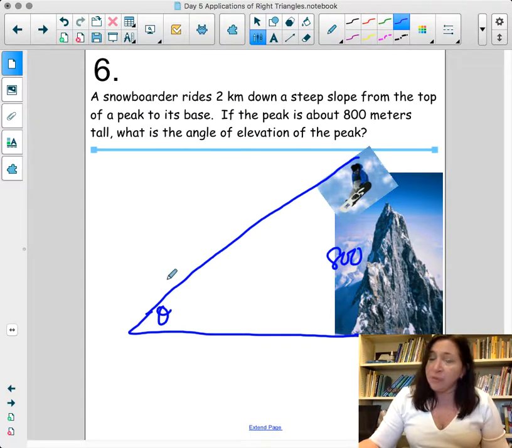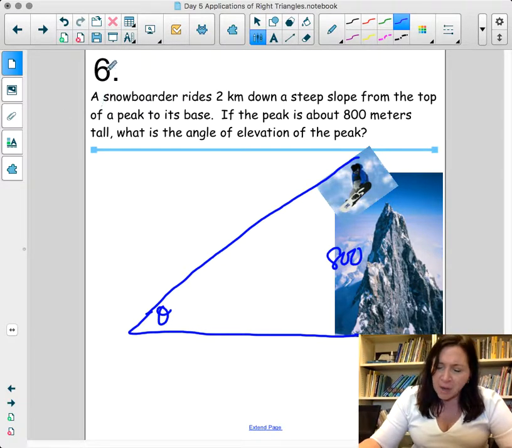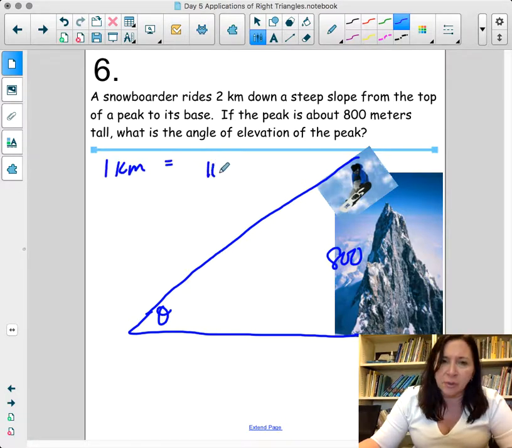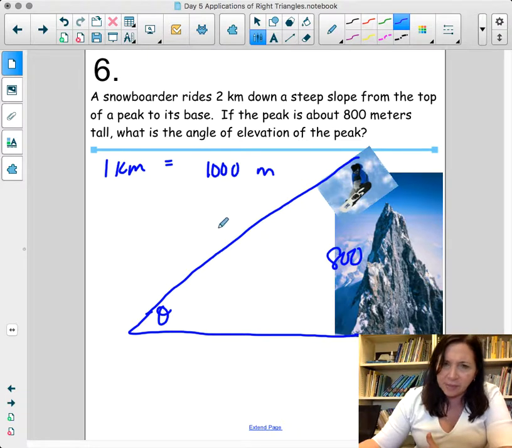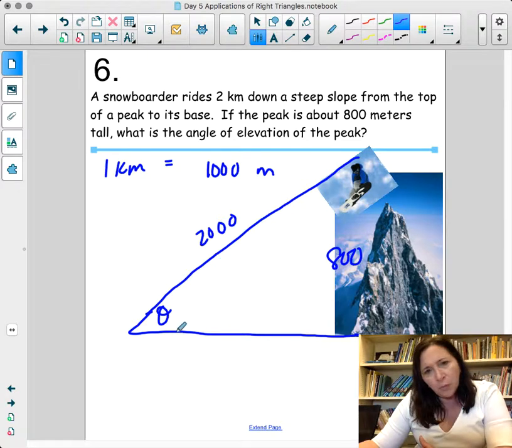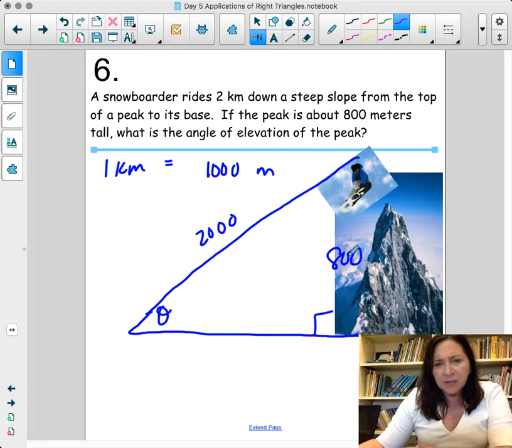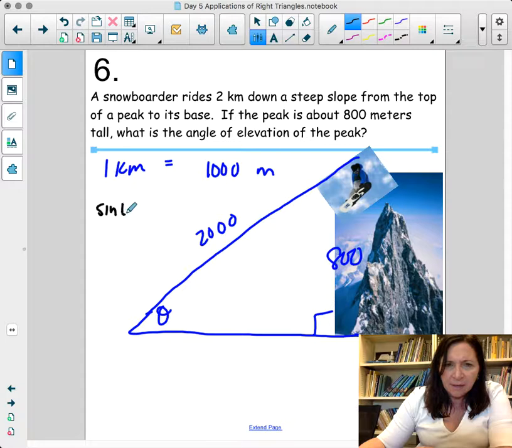A couple of things for this problem you do need to know. You do need to know that 1 kilometer is equal to 1,000 meters. So if they went 2 kilometers, then they're at 2,000 meters. So this value right here is 2,000 meters. We need to find this angle of elevation. This is a right angle. So we're going to use opposite and hypotenuse. So we're going to say sine. So sine of theta is equal to 800 over 2,000.